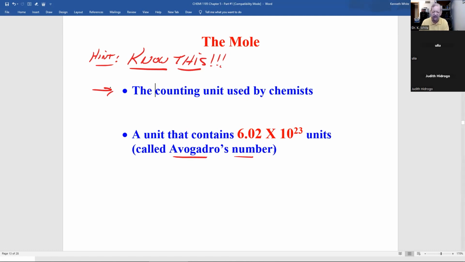Now, Avogadro's number is a calculated number. You actually go in the lab and determine it. And for this class, I use Avogadro's number to 3 significant figures. 6.02 is 3 significant figures. Let's see something real quick.